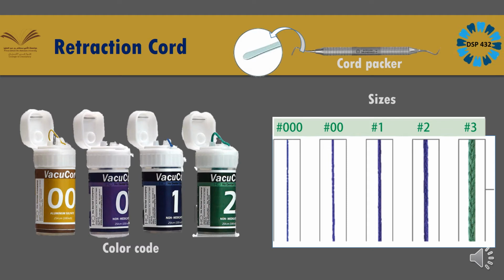So you have to check whether the sulcus is clear or not, and then you can start your retraction. When you do the retraction, you are supposed to first check how much width we have in the sulcus, and depending upon that width you have to select the different sizes of the cord. As you can see on the screen, we have different sizes: 000, 00, 1, 2, 3. So depending upon the size, you can select the cord and then you can place that cord into the sulcus.